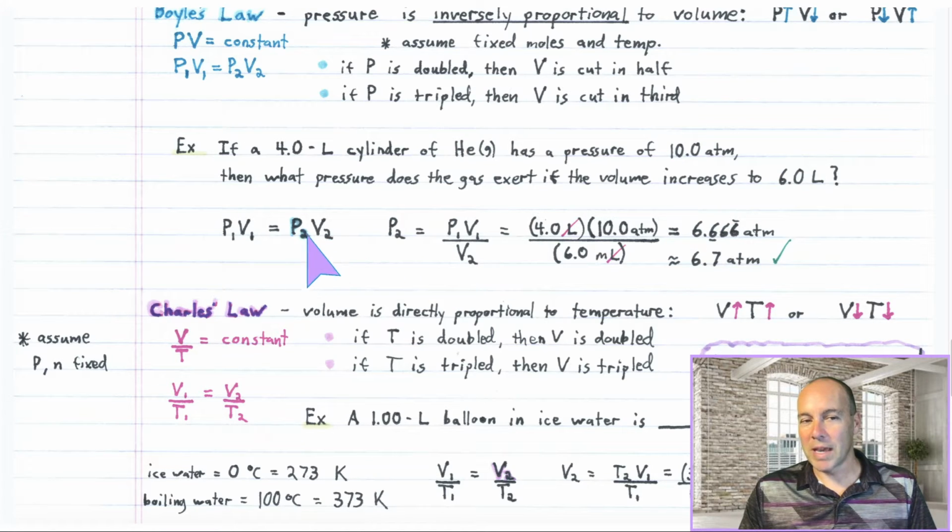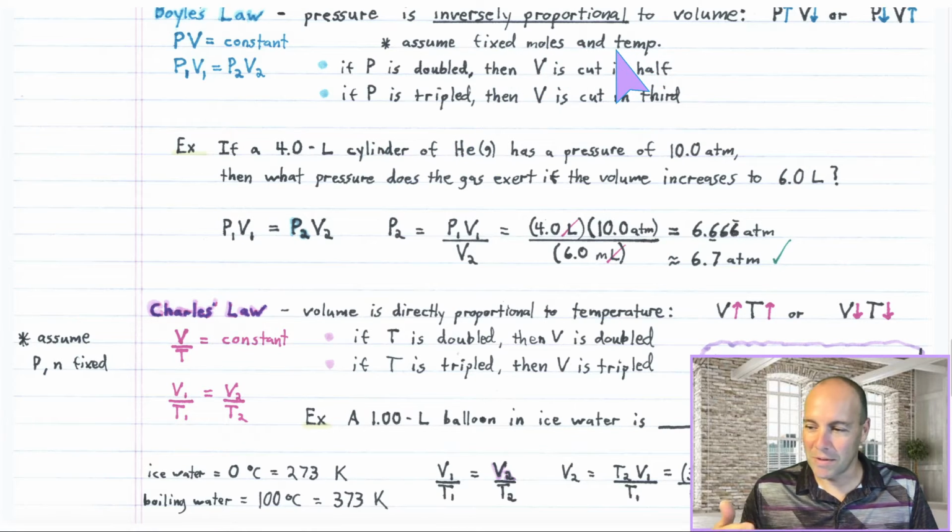Well, you should be able to calculate the pressure in situation 2 using Boyle's law. You know, if you got a cylinder of helium, then you're not changing the number of moles, and the temperature shouldn't be much different if it increases a little bit in volume. So assume fixed moles and temperature. You can use this equation and you can solve for P2.